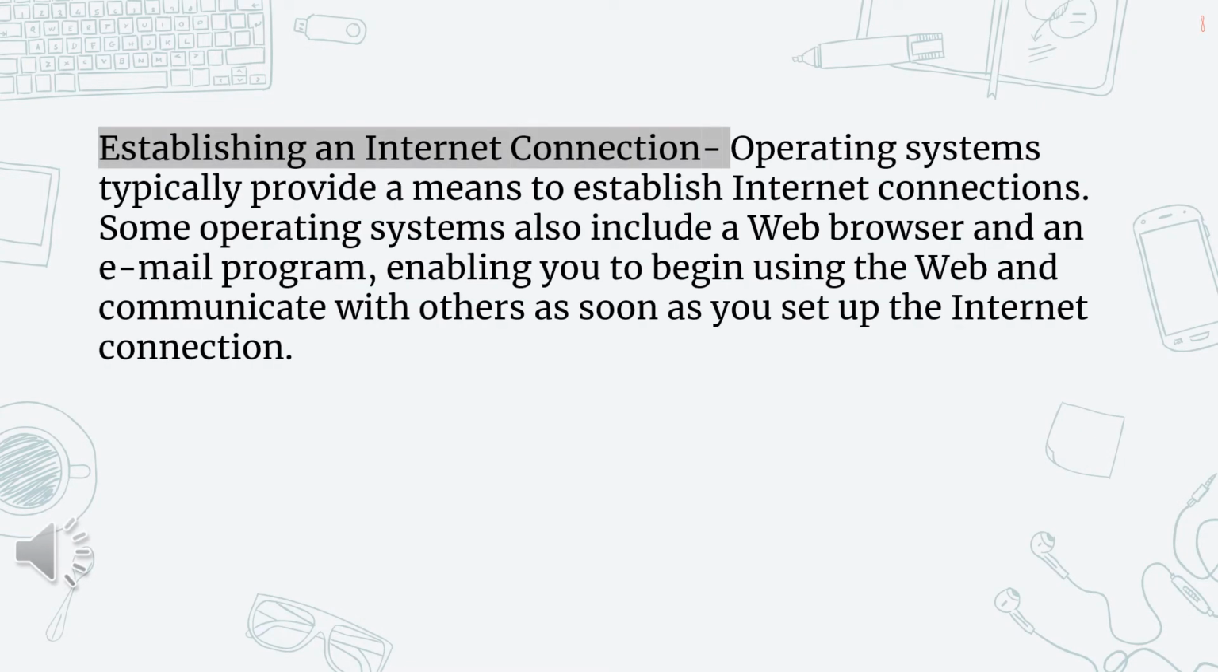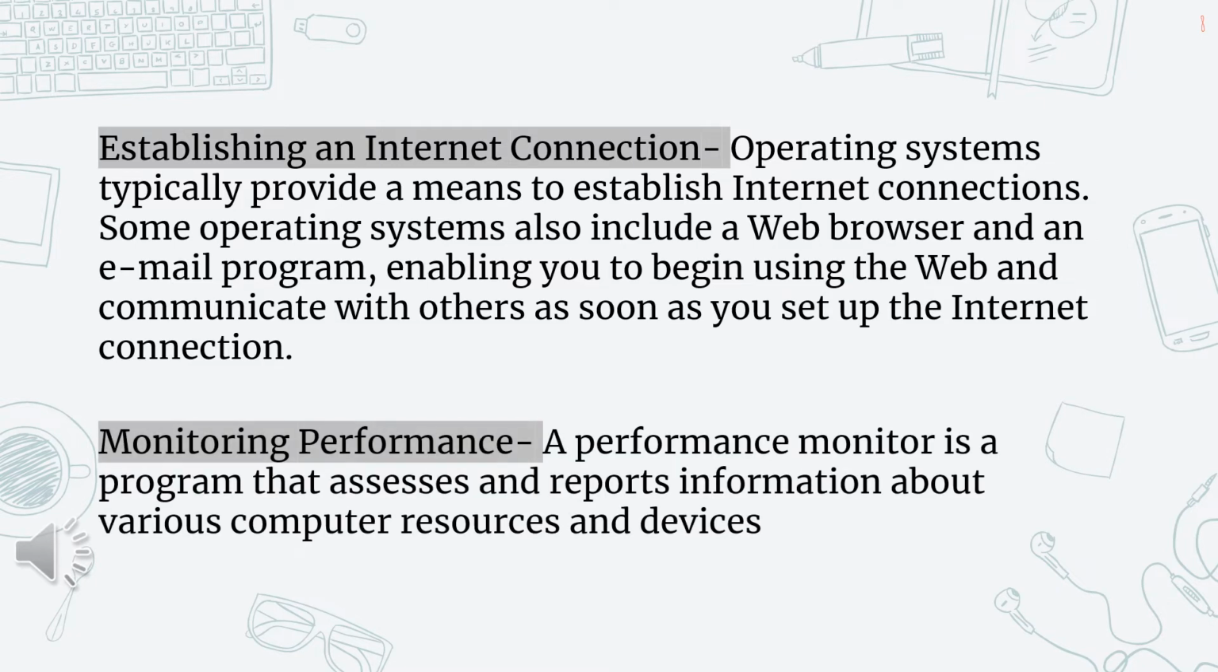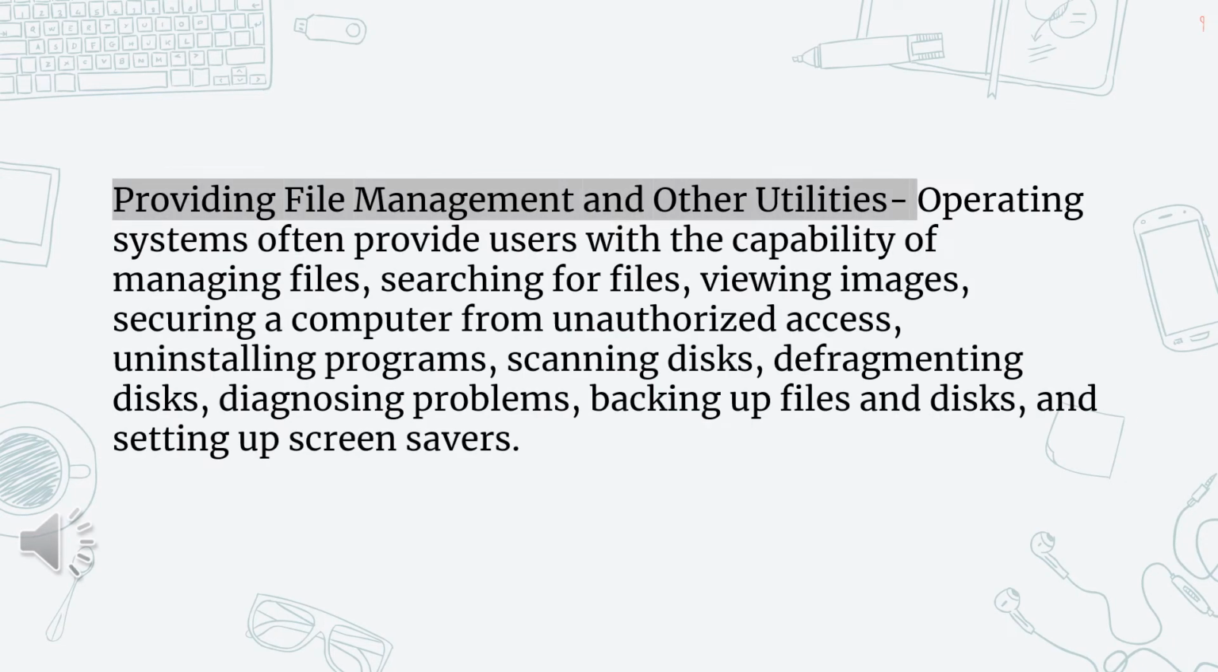Establishing an internet connection. An operating system typically provides a means to establish internet connections. Some operating systems also include a web browser and email program, enabling you to begin using the web and communicate with others as soon as you set up the internet connection. Monitoring performance. A performance monitor is a program that assesses and reports information about various computer resources and devices. Lastly, providing file management and other utilities.